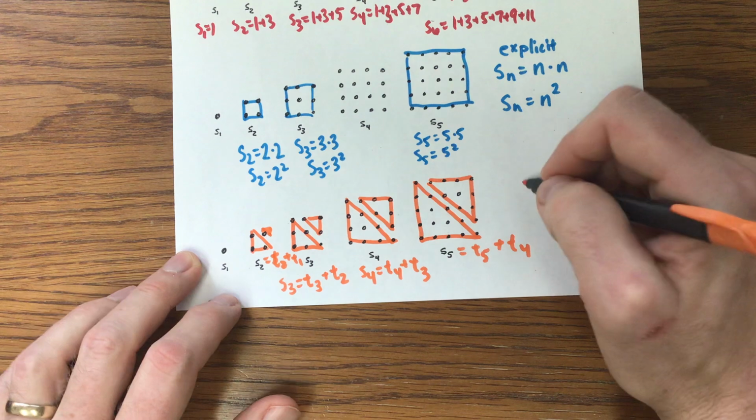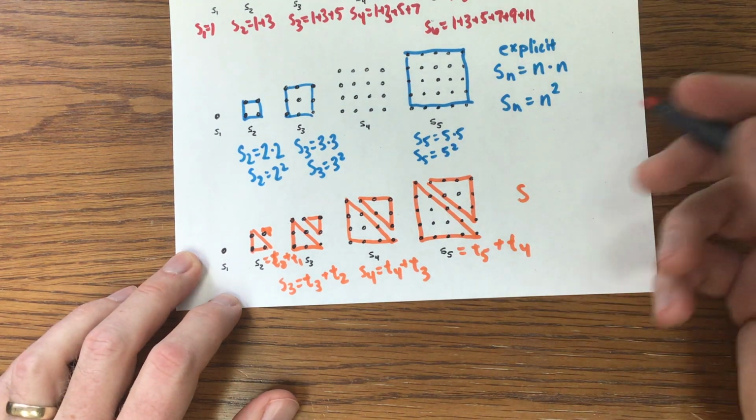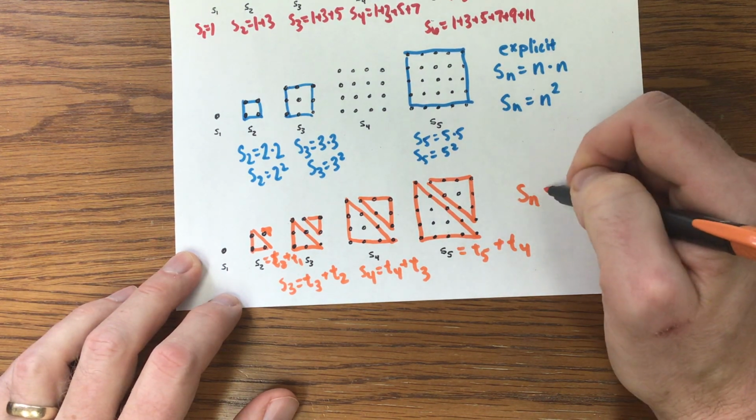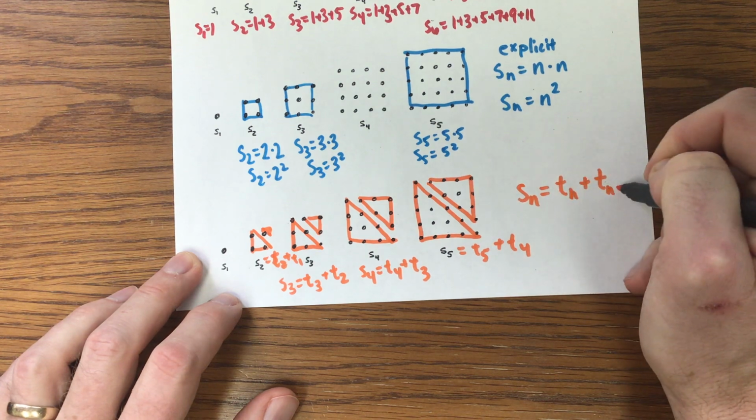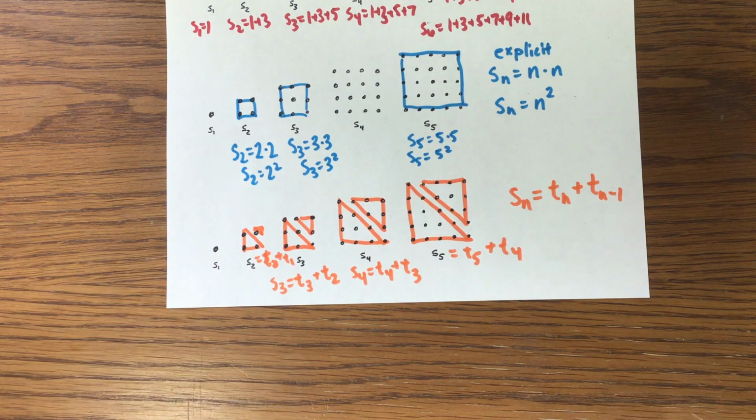This is a relationship. It's not really a recursive formula or an explicit formula, but it says S sub n is T sub n plus T sub n minus 1. So that's a really cool relationship that we can see there, and that's how we can use some formulas to figure this out. So that's what I wanted to show you with these formulas and figurate numbers.